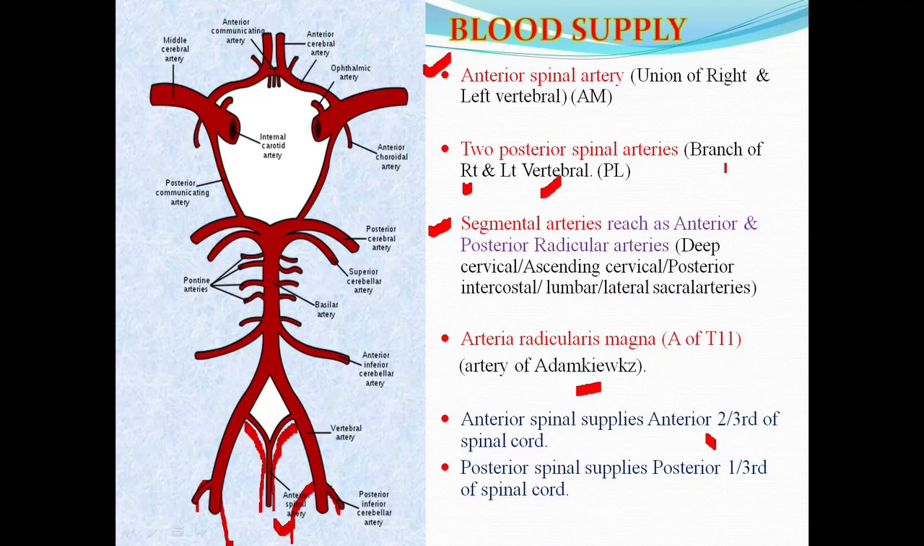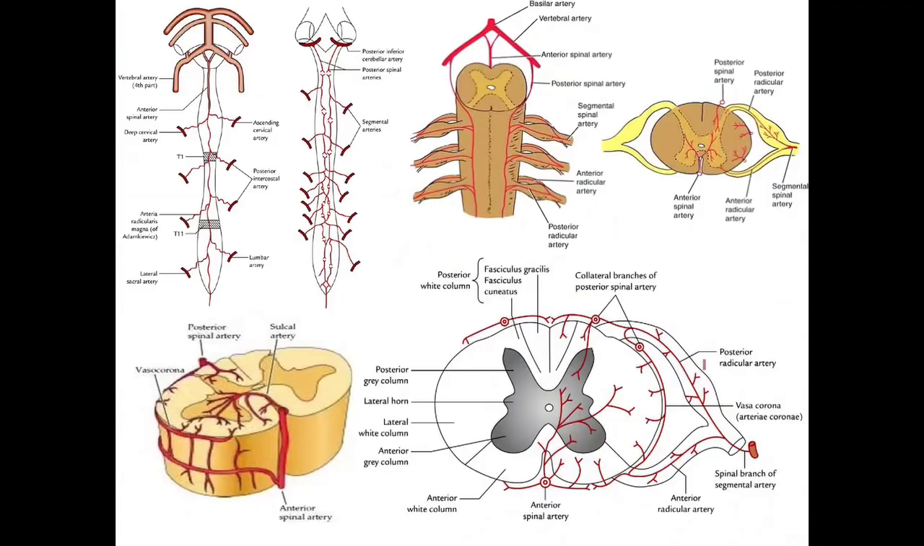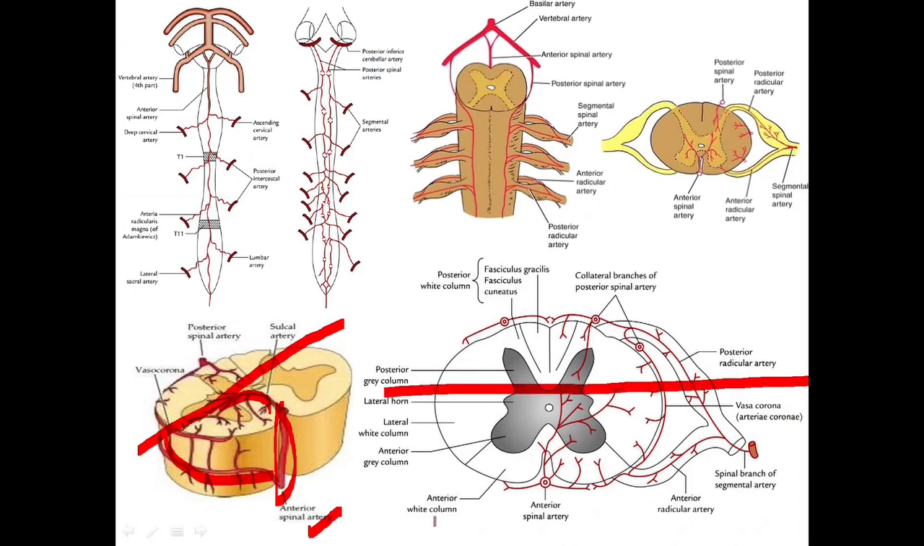As said, the anterior two-thirds will be supplied by a single anterior spinal artery, and the right and left posterior spinal arteries will supply the posterior one-third of the spinal cord. In this cut section you can see it very clearly. The anterior median fissure has the anterior spinal artery, which goes into the substance and supplies the anterior two-thirds, and the posterior one-third is supplied by the posterior spinal arteries.